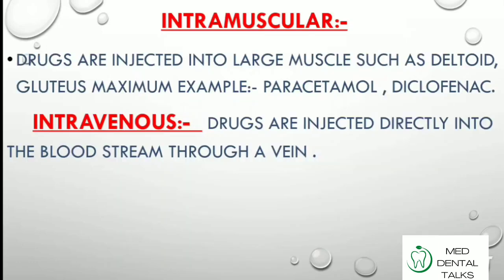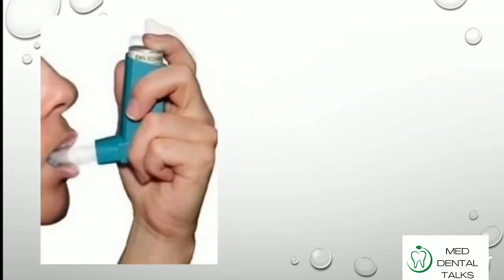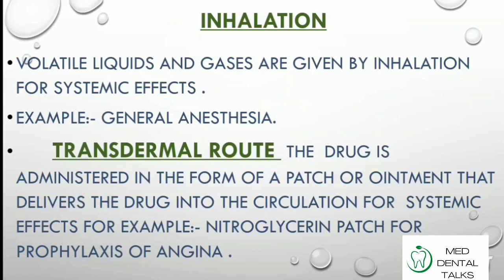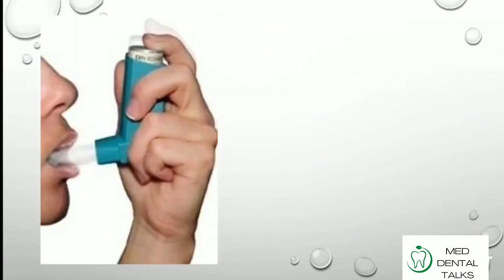Now intramuscular. Drugs are injected into large muscles such as deltoid and gluteus maximus, for example paracetamol and diclofenac. Now intravenous. Drugs are injected directly into the bloodstream through a vein, and the example is normal saline. Now inhalation. Volatile liquids and gases are given by inhalation for systemic effects. For example, general anesthesia. Here the image shows inhalation.